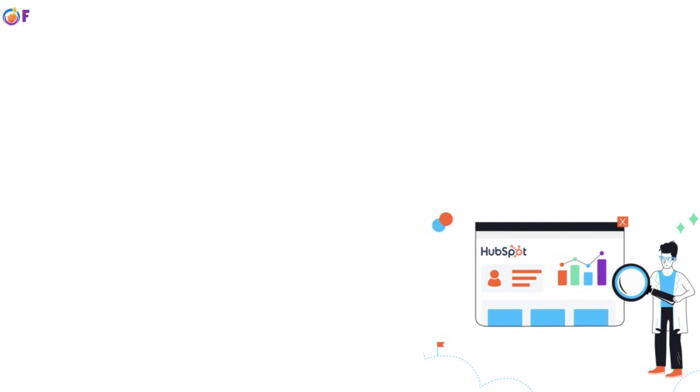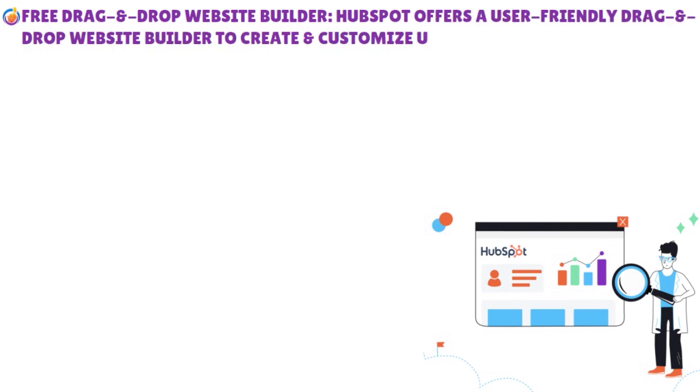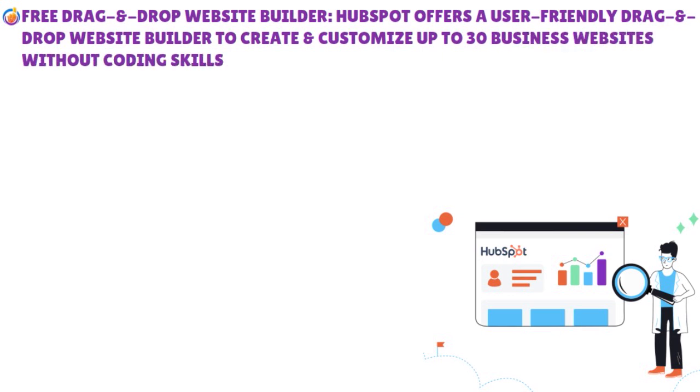If you're looking for the free drag and drop website builder, that's totally possible. HubSpot offers a user-friendly drag and drop website builder to create and customize up to 30 business websites without coding skills. So up to 30. The maximum here when it comes to the free plan is 30.